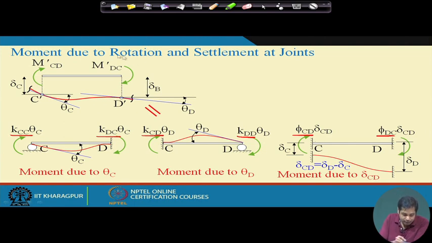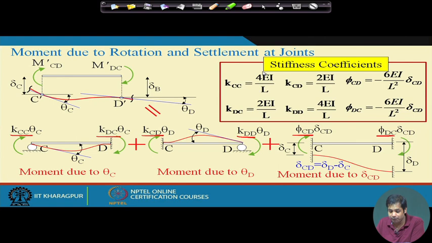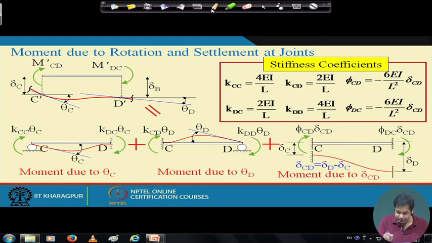So the total moment generated, considering all the deformations, is equal to the moment generated due to theta C, plus the moment generated due to theta D, and the moment generated due to support settlement. We are not discussing anything new here. We have been doing the same thing right from the beginning of this course. Now, what are the expressions for these stiffness coefficients? We have already obtained these values in the last class.